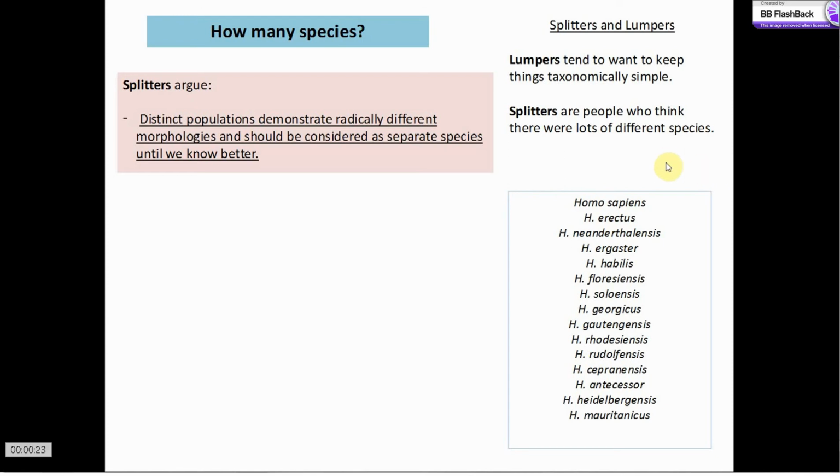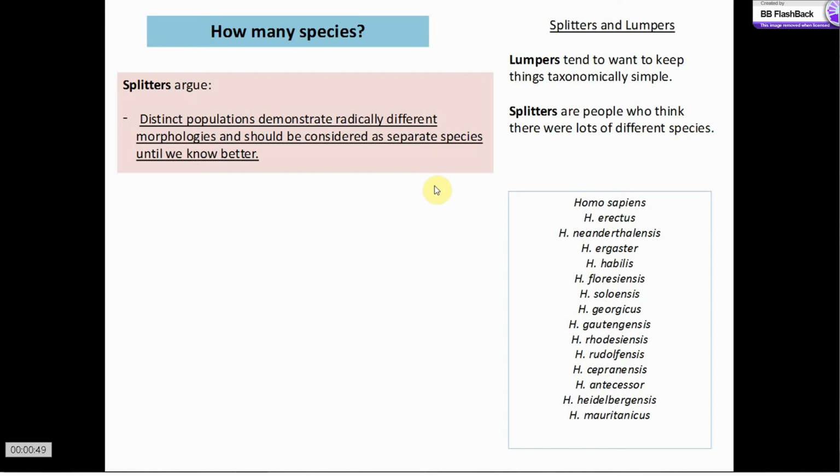If you were a splitter, you might find, how many names do I have here? 1, 2, 3, 4, 5, 6, 7, 8, 9, 10, 11, 12, 13, 14, 15. You might find 15 different species of humans. It's just a matter of how you categorize the fossils that you uncover. And in fact, there are even more species of humans that have been suggested. So really, it's upwards of 20.